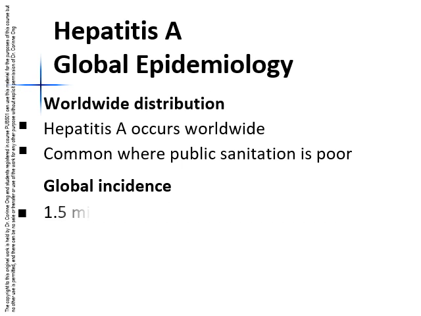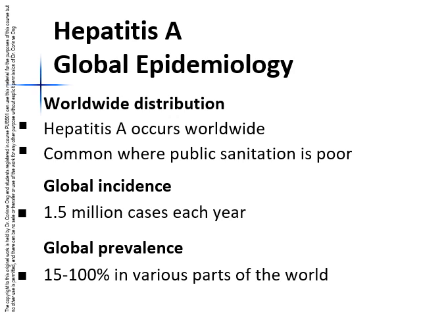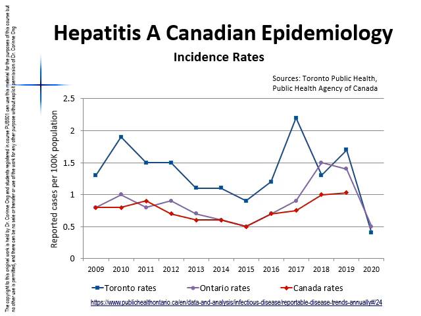Hepatitis A occurs worldwide and is commonly reported where public sanitation is poor. There are around 1.5 million cases each year, and the global prevalence is between a low of 15% to a high of 100% in various parts of the world. The Canadian hepatitis A incidence rates in the past 10 years range from 0.5 to 1 case per 100,000 population, which corresponded to 180 to just over 380 cases per year.